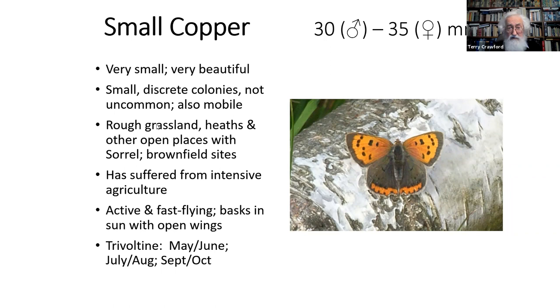It's an active little butterfly, particularly in sunshine. It flies fast, but it doesn't normally fly far, and it'll settle down on the ground with its wings open, and it's unmistakable. Usually three generations per year. In fact, 2019 was an unusual year in that the autumn generation was very, very strong. There were more small coppers then than earlier in the year at most sites, I think.